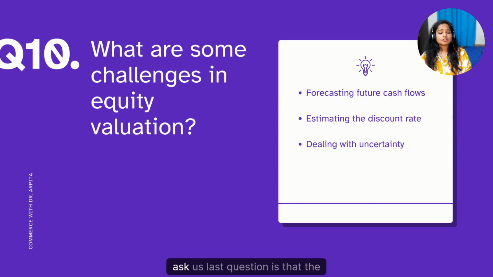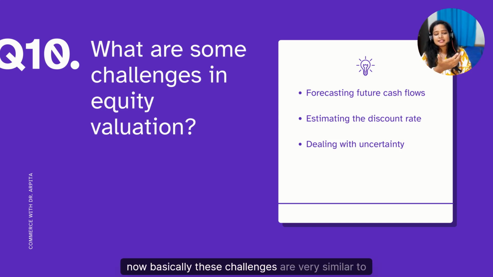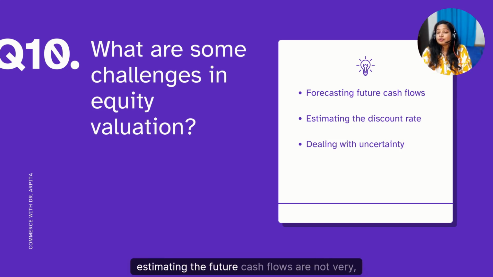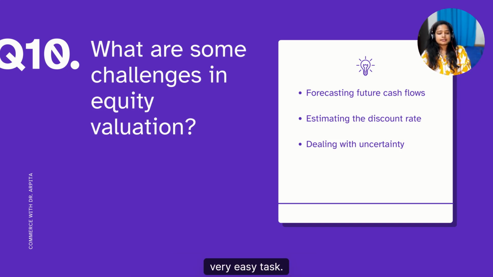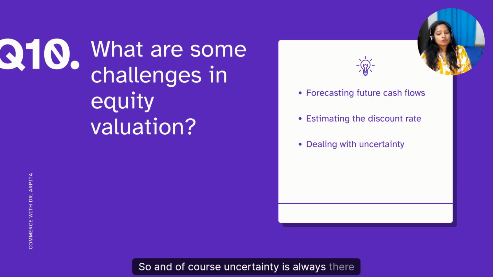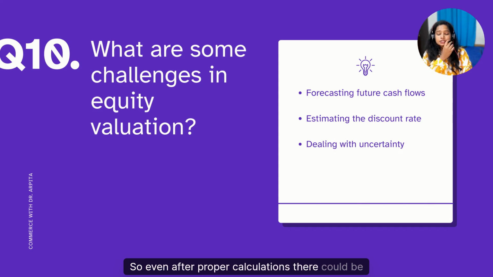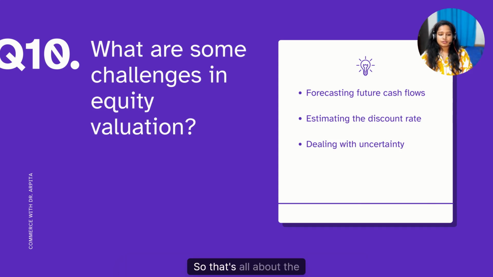The last question is about the challenges. These challenges are very similar to the challenges we discussed in our previous video on time value of money. The same goes here, because calculating equity value is a very complex process, guys, and estimating the discount rates and the future cash flows is not an easy task. And of course, uncertainty is always there whenever we are estimating anything. So even after proper calculations there could be uncertainties. That's all about the FAQ part.